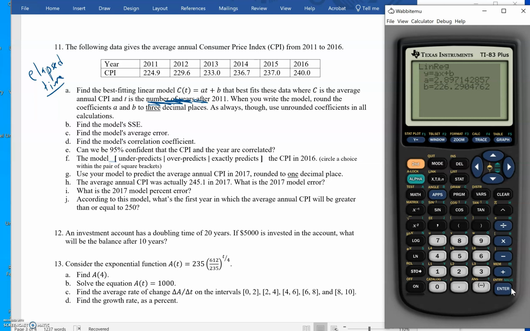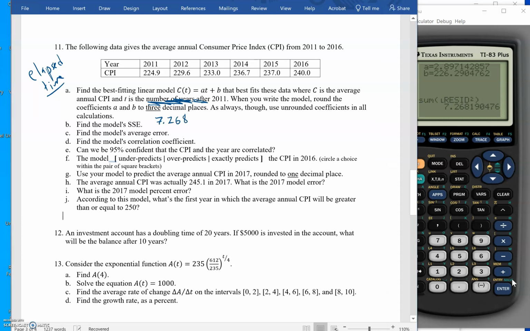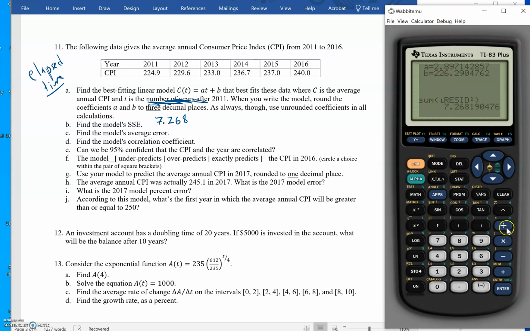We can use the resid method here. So we'll go to sum, which is number 5. Number 7 is resid, and we want to square those residuals. And there is our SSE, 7.268. Our average error, we just need to take that SSE, divide it by 1, 2, 3, 4, 5, 6 data points. So divide it by 6, and then we need to take the square root of this number. And that's our average error, 1.101.